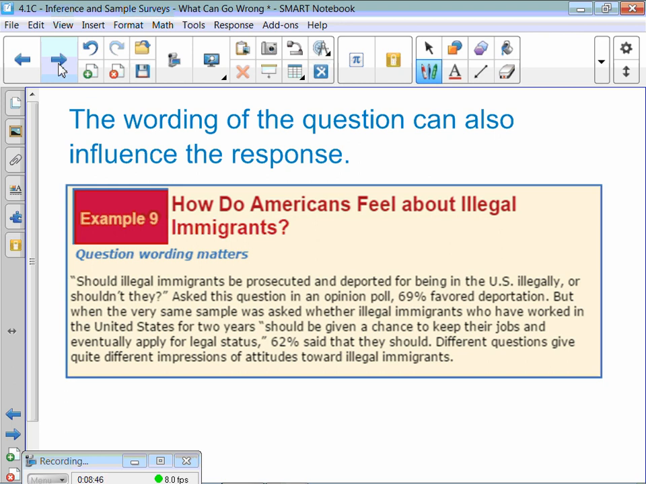So wording of the question you should write down as another possible factor that will influence the response. I feel like wording of the question explains itself, but I would write that down.